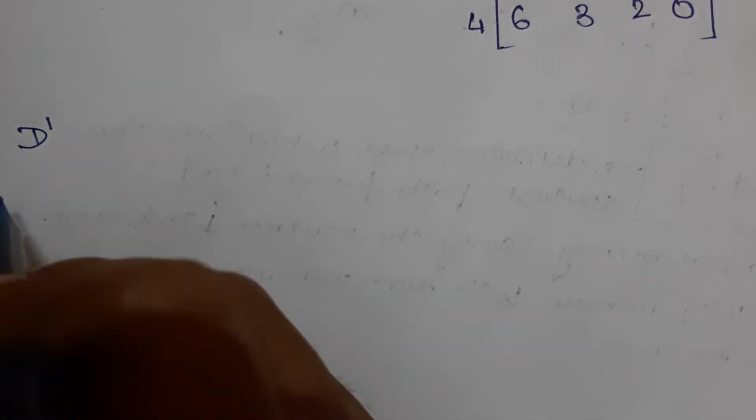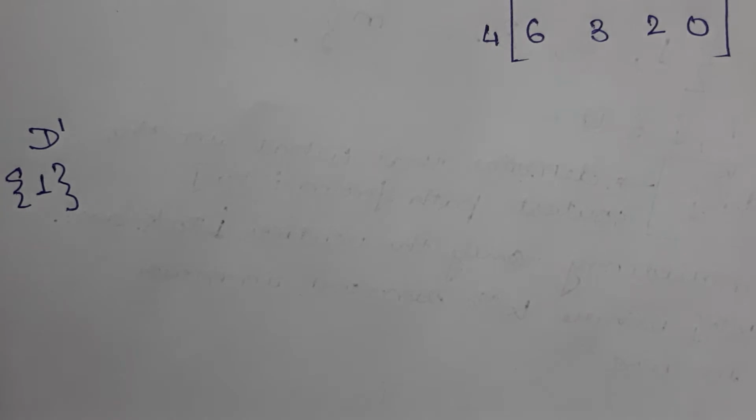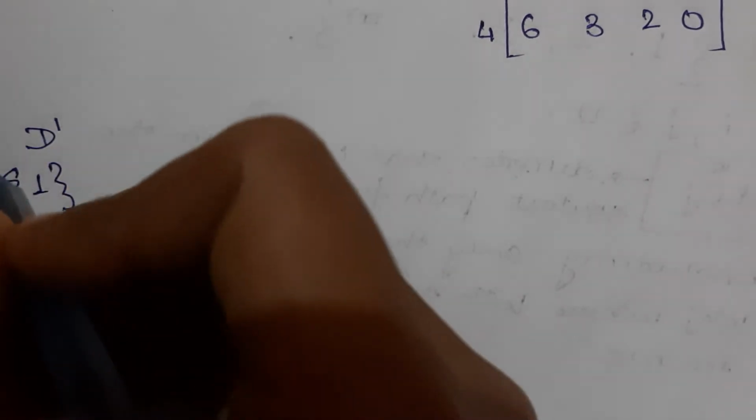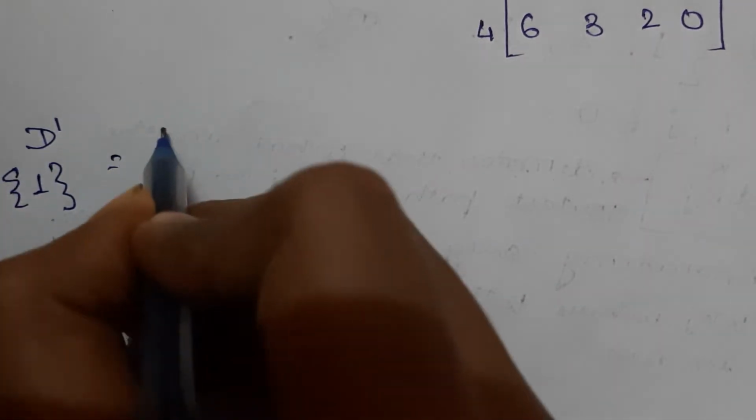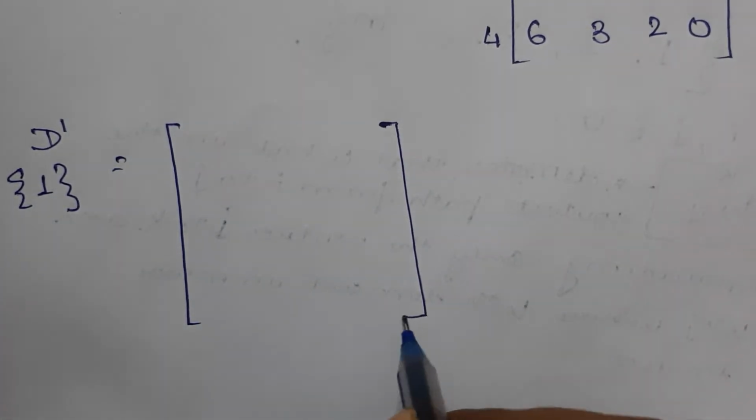D of 1, what does this mean? The vertex 1 is taken into consideration. Now how this will change it, let us see.